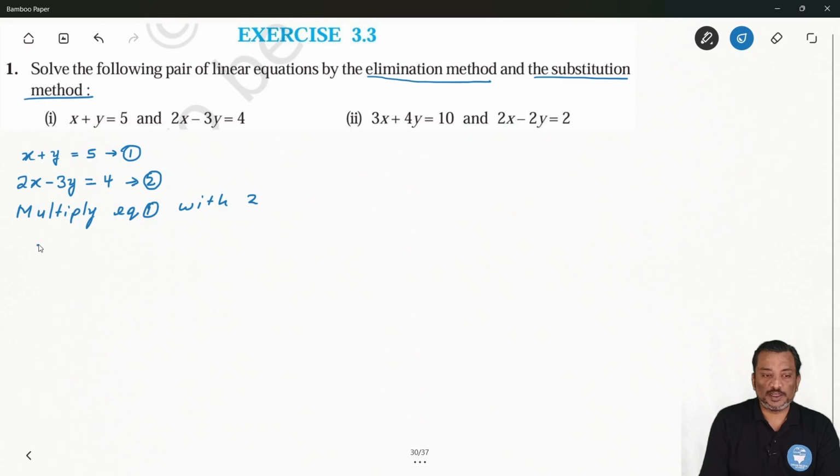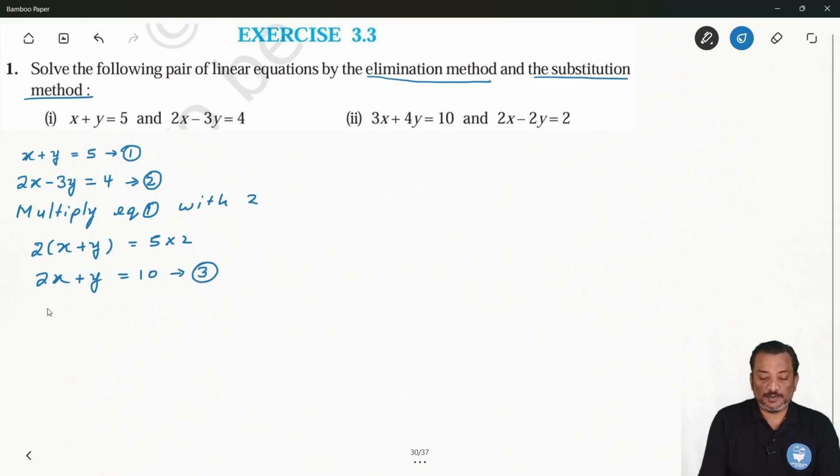How much will you get? We multiply both sides, left side as well as right side. So 2 times (x plus y) is equal to 5 times 2. So you will get 2x plus 2y is equal to 10. Now this one we can call equation 3.